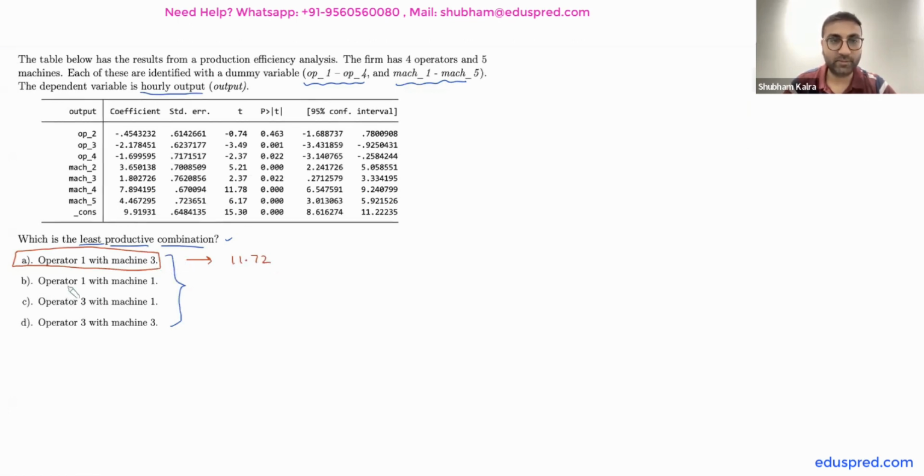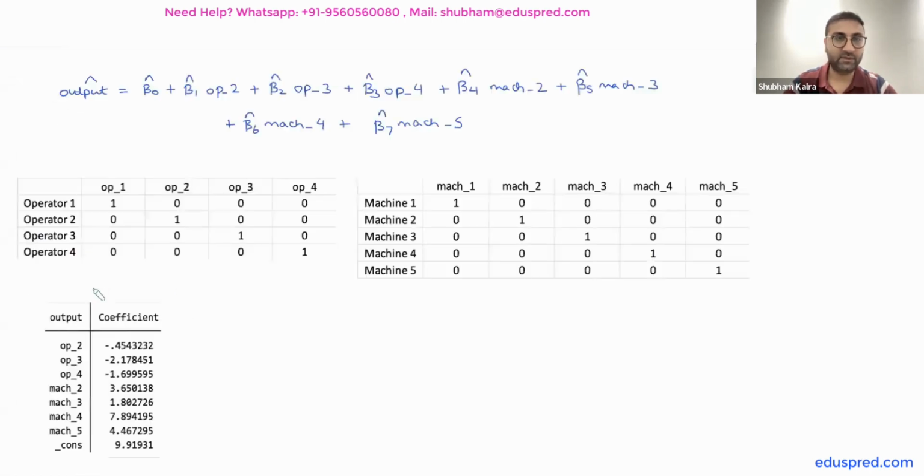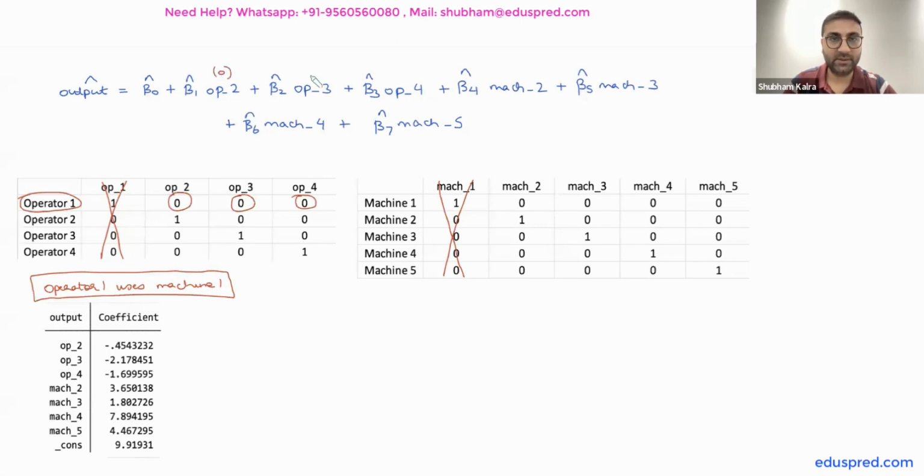Now let's move to the next combination. So the next combination is operator 1 with machine 1. So let's see what's going to be the estimated hourly output in this case. Once again, we have to ignore these two dummies because these are not there in the regression output. And now we are working with a combination when operator 1 is using machine 1. Let's see what's going to be the estimated hourly output. So when you're working with operator 1, as you can see, all of these dummies are going to take the value 0. So this is going to be 0, this is going to be 0, and this is going to be 0. So we can get rid of this, this, and this.